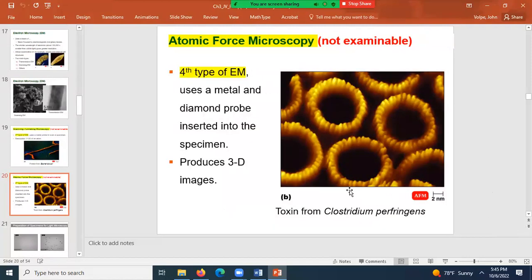And then there's also atomic force microscope, electron microscope. You're not examined on that. It uses a metal diamond probe inserted into the specimen. It allows you to produce 3-dimensional images of what you're looking at. Here we're looking at a 3-dimensional image of the toxin from Clostridium perfringens.